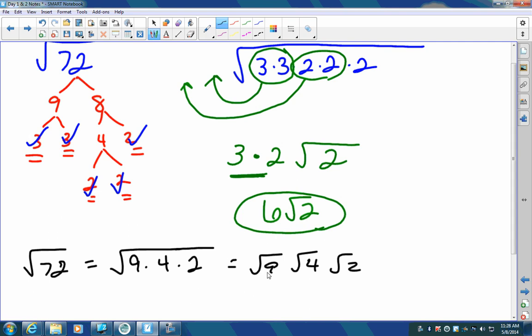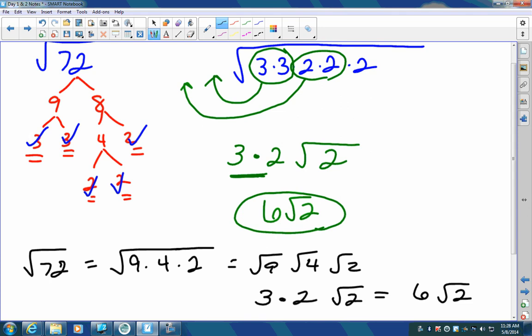what's the square root of 9? 3. That's how the 3 got pulled out. What's the square root of 4? 2. That's how the 2 got pulled out. And this one was all alone and got left and was grounded, and had to stay inside. Now, when you pull them out right here, that's why they multiply.